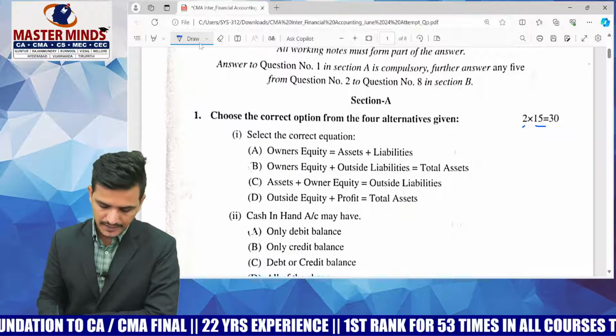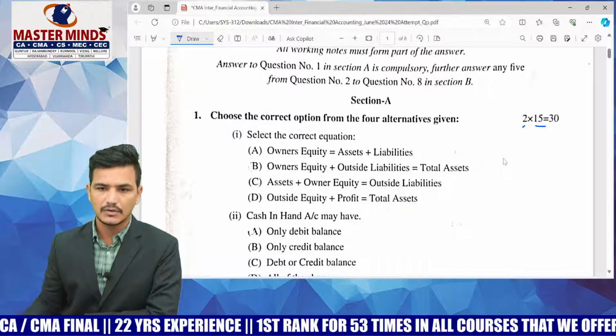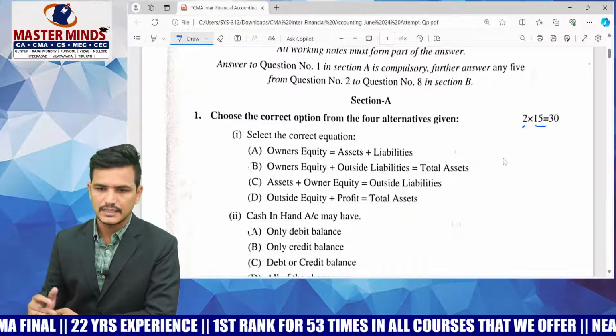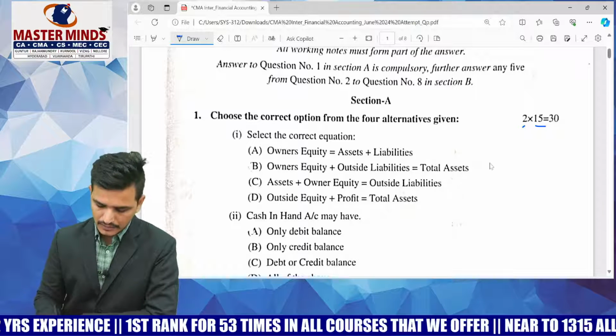So the first question, MCQ 1, is related to the journal chapter, based on the accounting equation approach. That is, assets minus liabilities is equal to capital. So that is a simple one only.